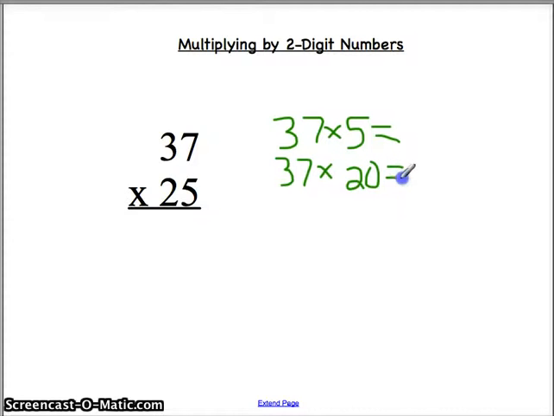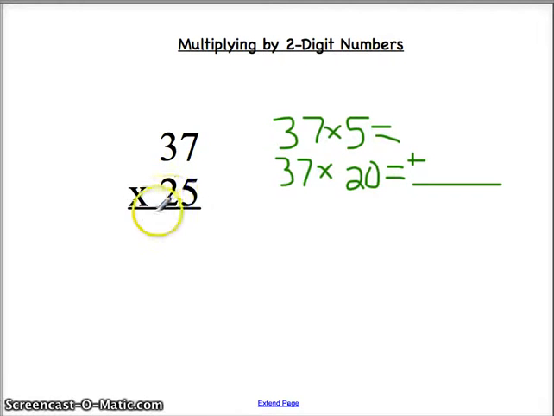Now when we get our two answers, our two products, we will add those together, and when we add those together, that will give us the answer to this two-digit multiplication problem. Okay, now here's how we would work that. 37 times 5, first of all.